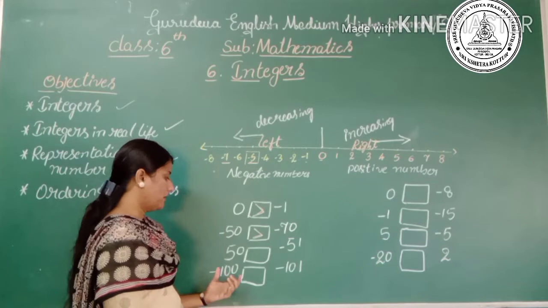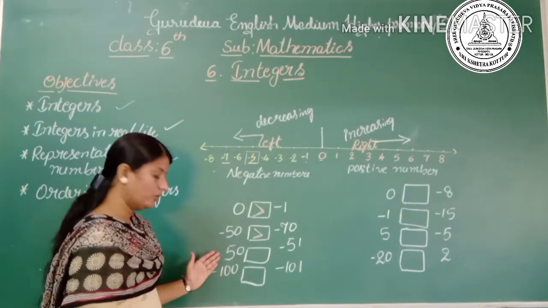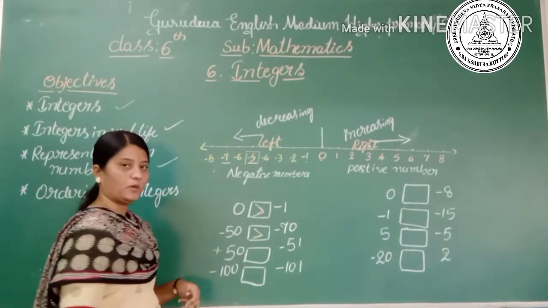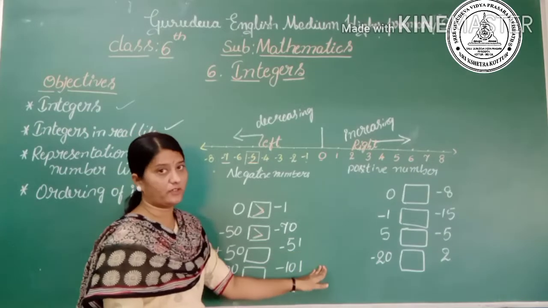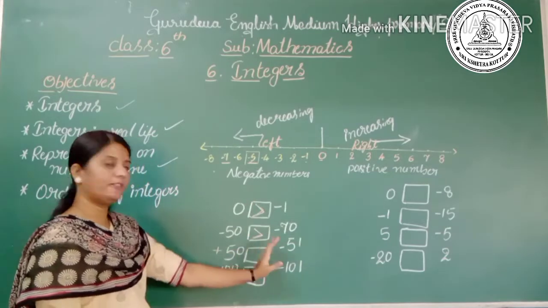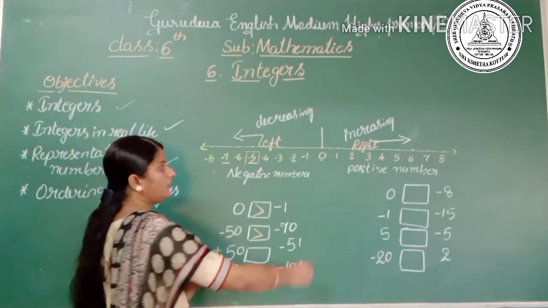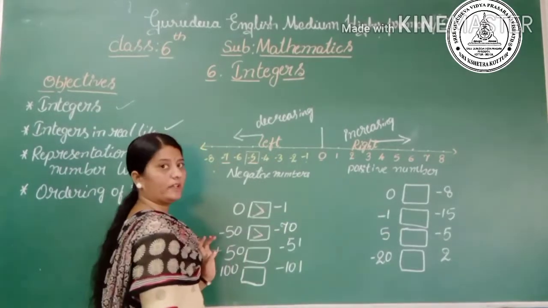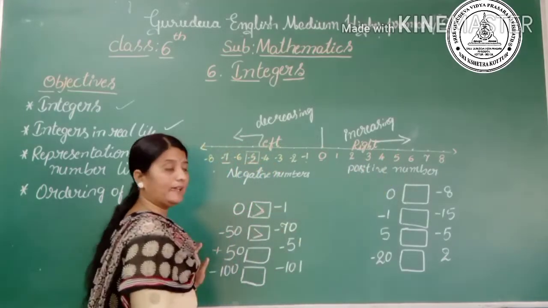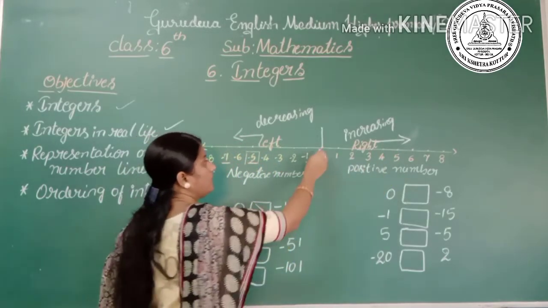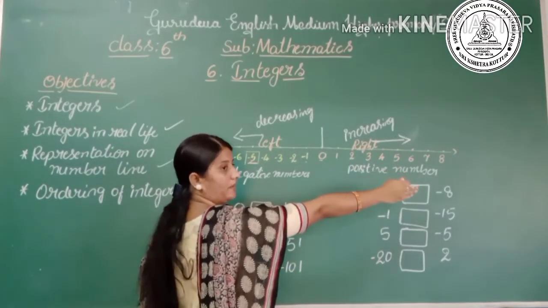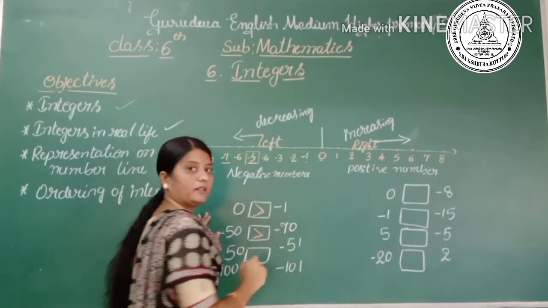Then next, plus 50. Here they did not give the sign, so it is always plus. Here plus 50 and minus 51. Just consider 5. See here, there is a 0 reference point. So here plus 50 comes to the right of the number line, and here minus 51 comes to the left of the number line. So if we go right on the number line, we will get the greater values.